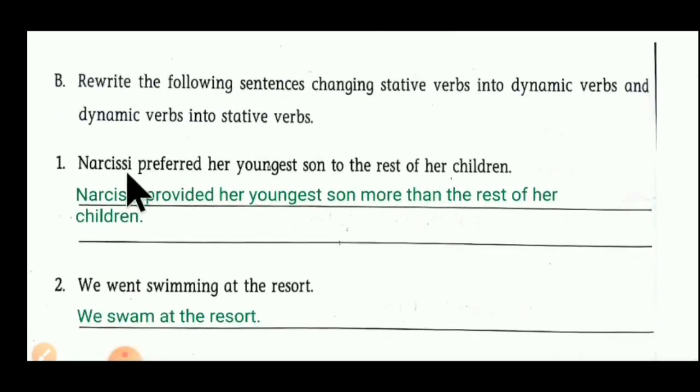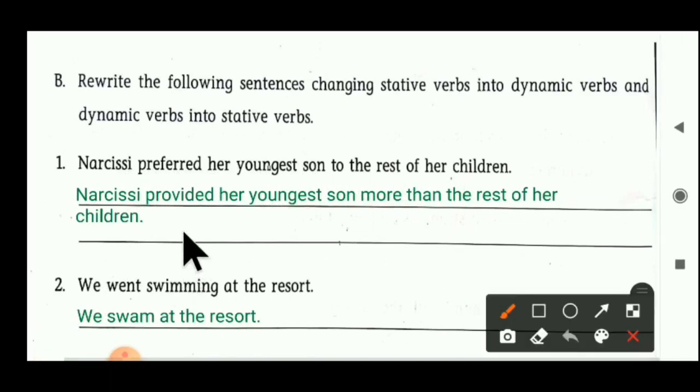First one is: Narsi preferred her youngest son to the rest of her children. Here which is the verb? Can you find it? Here preferred is a verb. But which type of verb is it here? Preferred is a stative verb. It shows the connection between subject and object. It works as a link between subject and object. So that type of verb is known as a stative verb.